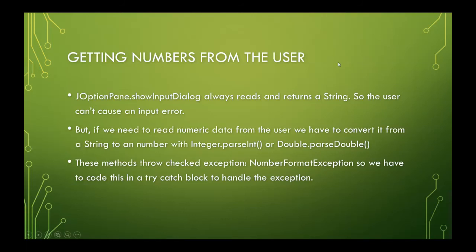So one thing you just saw is that JOptionPane.showInputDialog always reads strings. Excuse me, I said the wrong thing earlier. When we want a number, we're going to have to convert the string that we read from the user into a numeric value. And Java has a couple of static methods for this.